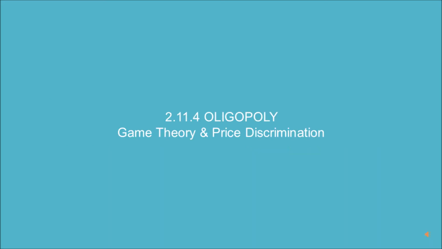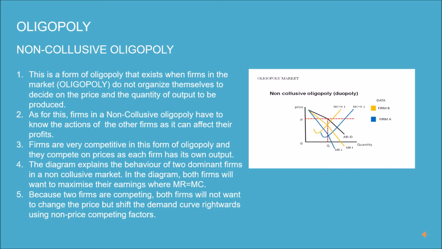2.11.4 Oligopoly: game theory and price discrimination. Non-collusive oligopoly. 1. This is a form of oligopoly that exists when firms in the market do not organize themselves to decide on the price and the quantity of output to be produced.